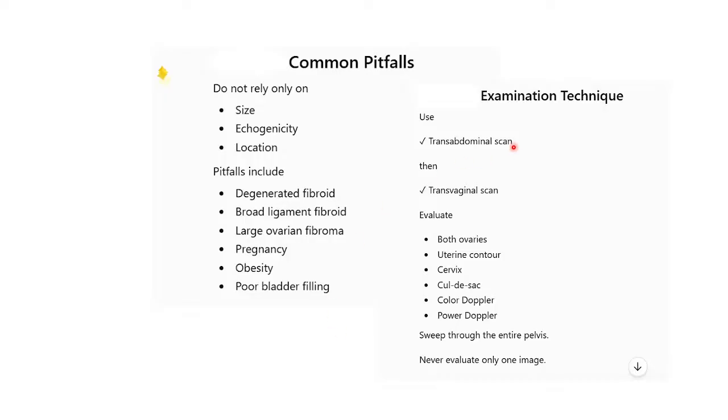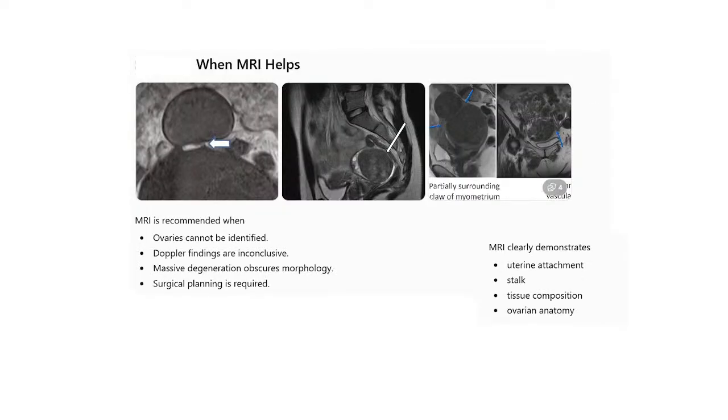So, examination technique now: use trans-abdominal scan, then transvaginal. So you have to start from the trans-abdominal, then you do the transvaginal scan. Evaluate both ovaries, uterine contour, the cervix, the cul-de-sac, color Doppler, power Doppler. Sweep through the entire pelvis. Never evaluate on one image. This is your Bible. Take note of that and write it down. Evaluate multiple images in different planes, in dynamic and static views.